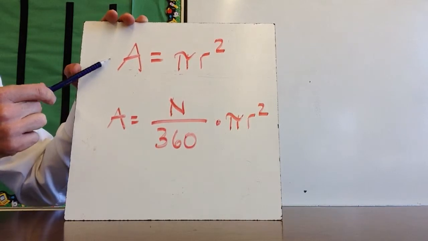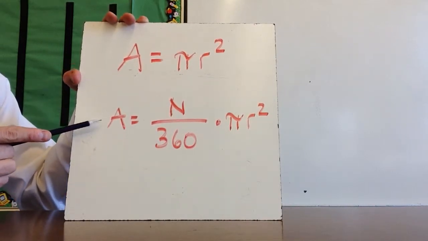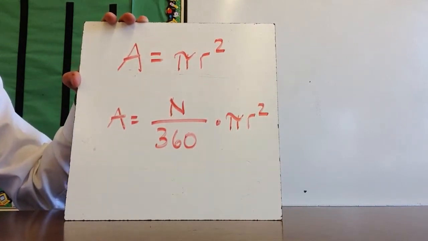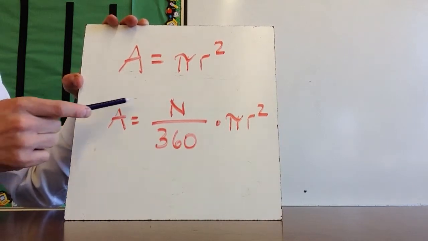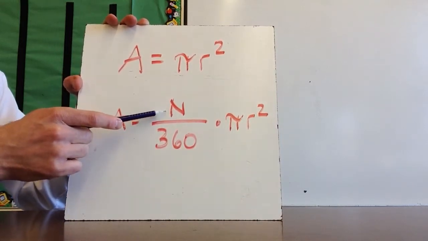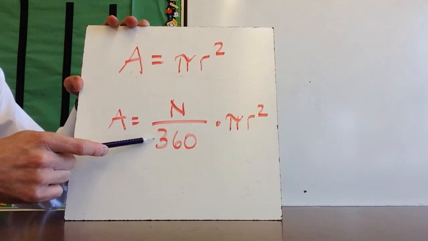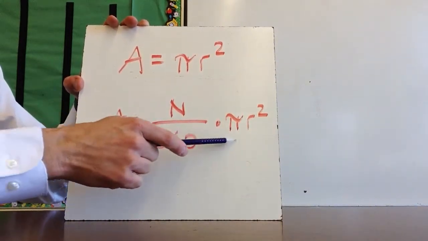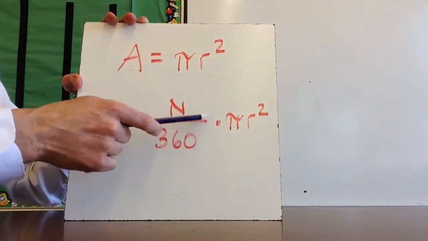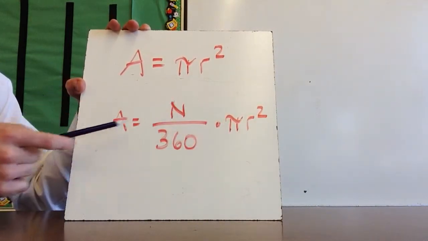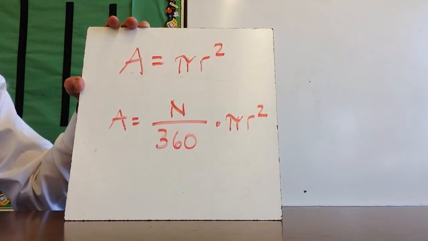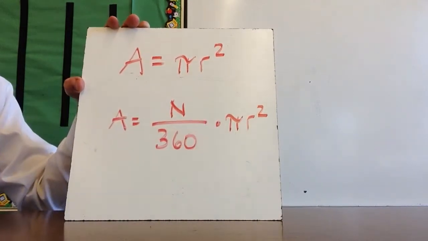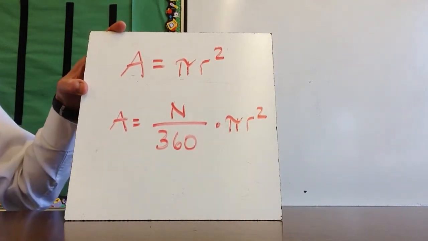This is for the area of a circle. This is for the area of a sector, right? So it's the sector, a section of the circle. And this is the number of degrees of the angle divided by 360 times pi r squared. So it's the same as the area of the circle, but we're only taking a part of the circle, so we need to figure out what fraction of the circle we're finding, and then multiply that times the area of the entire circle.